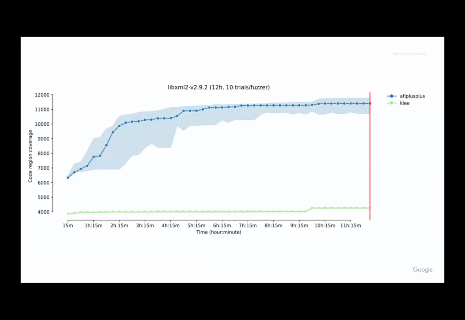So this is one of the figures that we have about the results. This figure shows AFL++ in blue and KLEE in green for the libxml target. As you can see, it's pretty obvious from the graph that AFL visits around 3 times more code than KLEE.